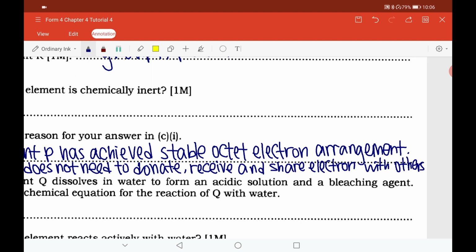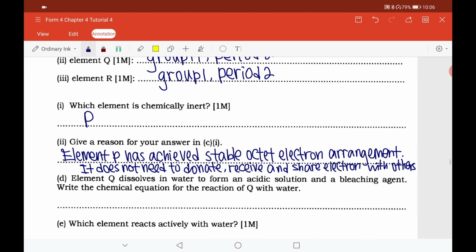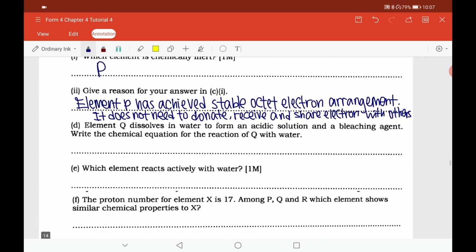Make sure every time you want to explain why a substance is stable, this is how you mention it. You already achieve stable electron arrangement. Since it achieves stable electron arrangement, it doesn't need to donate electron, it doesn't need to receive electron, it doesn't need to share the electron. So this is why it is unreactive. It is inert.